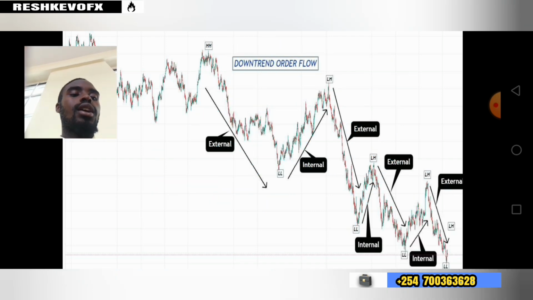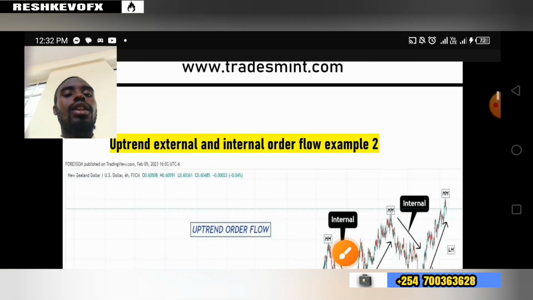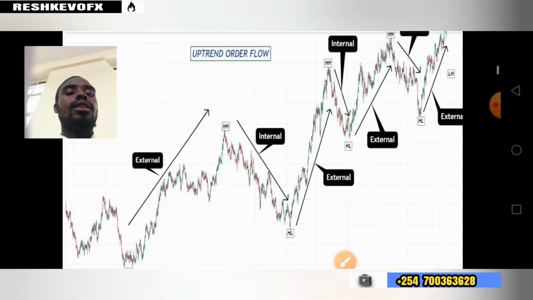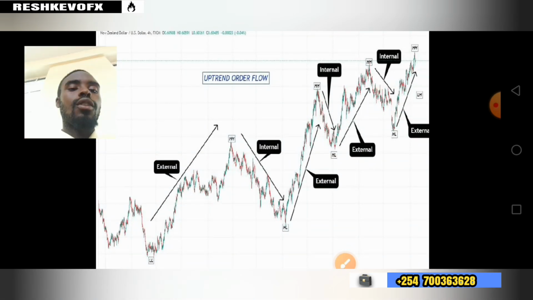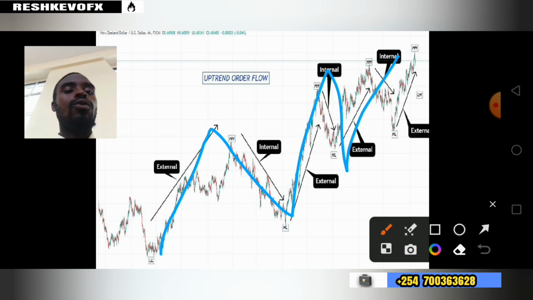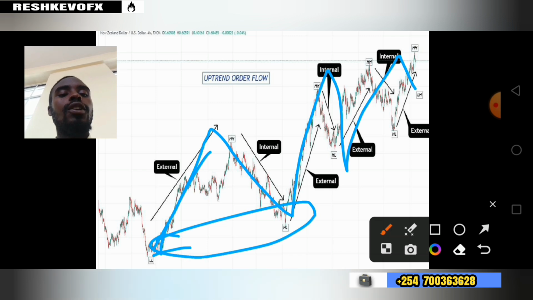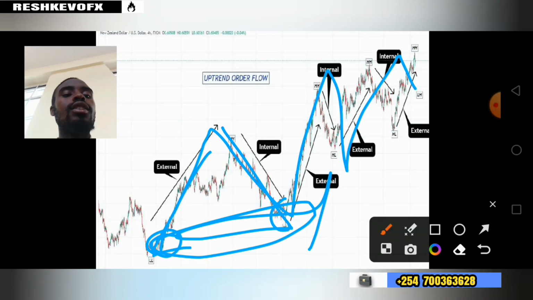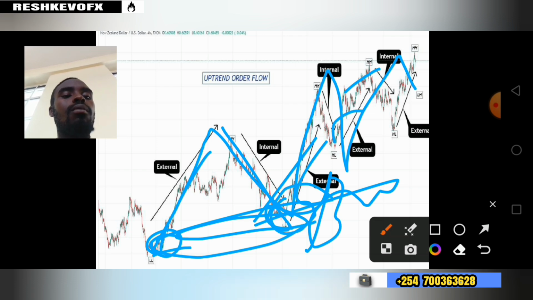Let's go to another example, an uptrend Honda flow. This is another example of an uptrend Honda flow. Let's look at it. So this is an external move, correction, move, correction, move, correction. So we trade mostly at these moves, these big moves. So if it taps here and here, the underflow here is a bullish underflow. We are going up, we are looking for buys, buys, buys.